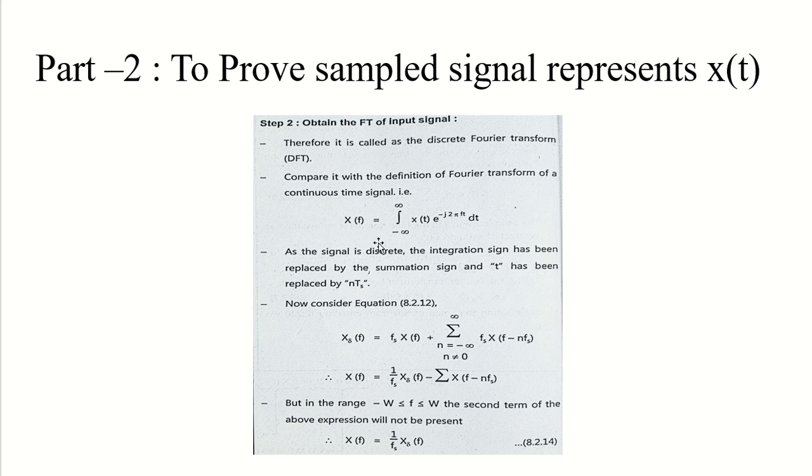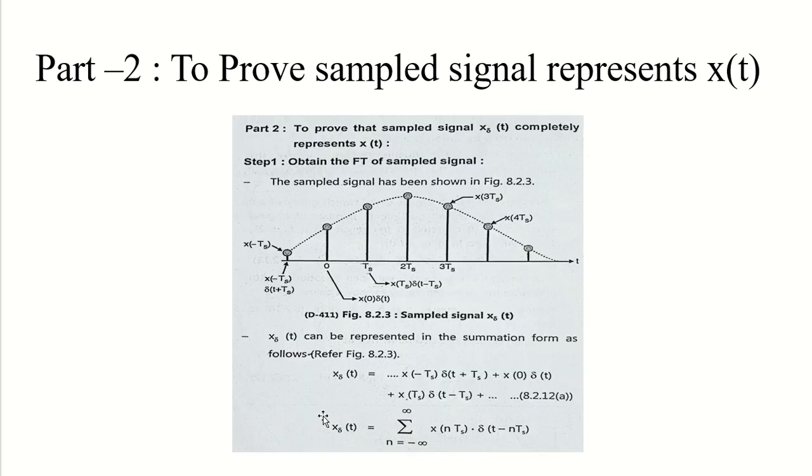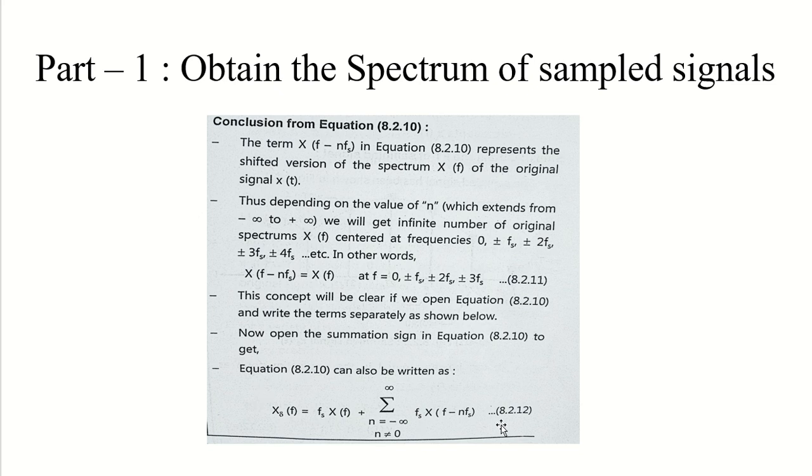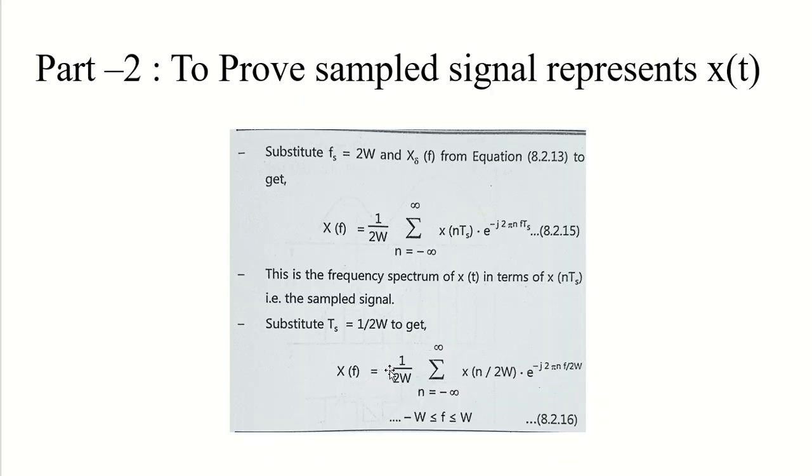That was the formula. As this is a discrete signal, the integration sign has been replaced by the summation, because we are taking the discrete signal. So instead of integration, we will be taking the summation, right? If you remember the discrete Fourier transform, we have discussed it earlier. So the equation will be this: X delta of f will be fs times X of f. We are repeating what we did previously.